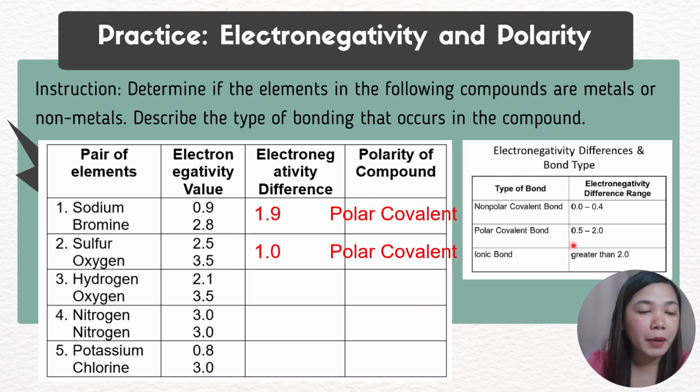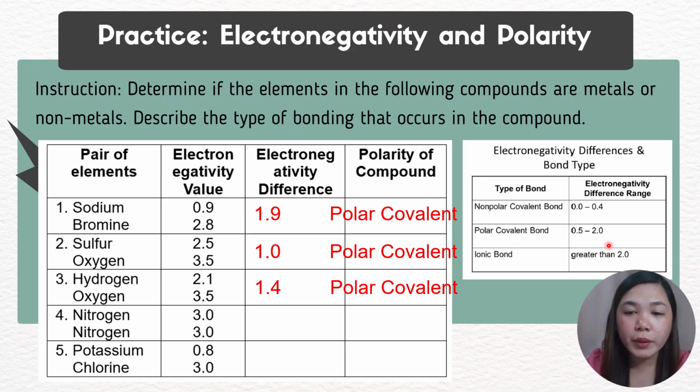Example number 3, or pair of elements 3, we have hydrogen and oxygen. 3.5 minus 2.1, the answer there is 1.4. And as you look again into our table for the basis of the electronegativity difference or the range, it belongs to the polar covalent bond.